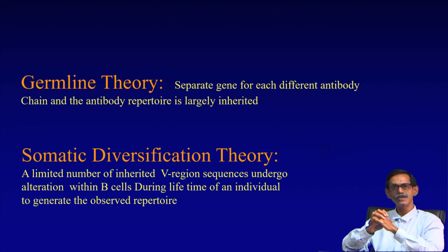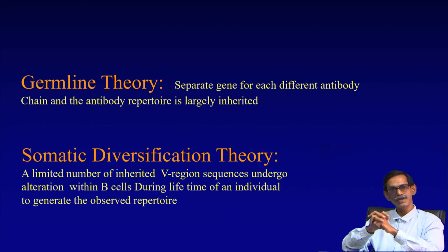In the germline theory, it is said that there is a separate gene for each different antibody chain and the antibody repertoire is largely inherited. At that time the number of genes in humans was not known, so the prediction was not irrational, but it is not true, as we know, because we do not have that many genes.